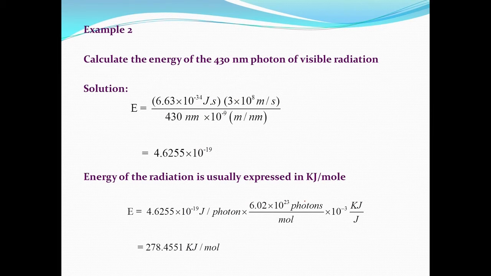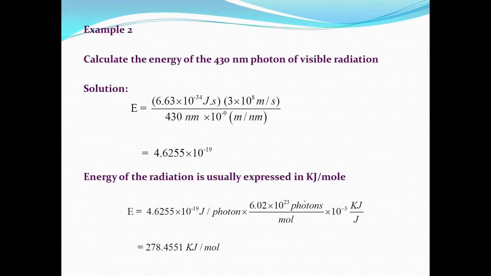The next example again gives a wavelength, that is 430 nanometer. Instead of calling it electromagnetic radiation, I am calling it a photon. Calculate the energy of the 430 nanometer photon of visible radiation. This falls in the visible range. So, how do we do it? I just have to repeat what I have done in the last example.